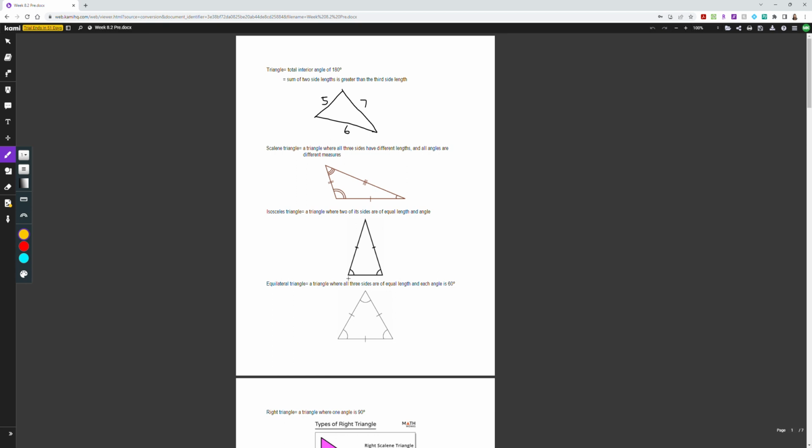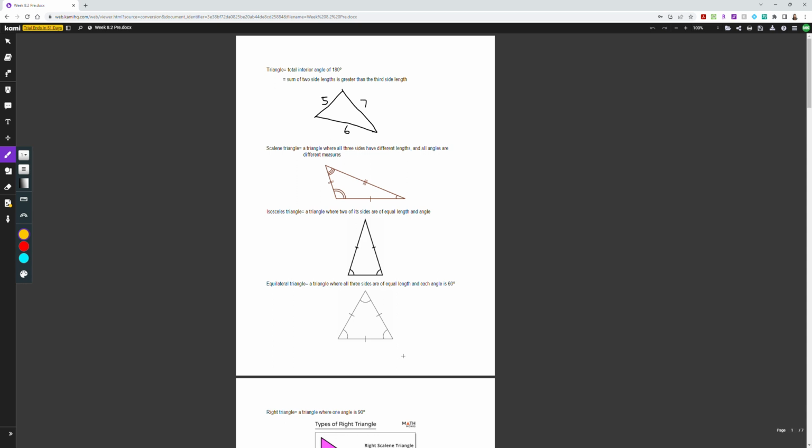Now, an equilateral triangle is a triangle where all three sides are of equal length and each angle is going to be 60 degrees. This is already predetermined. See how all three angles are marked by just one line, which means they're all equal and they're all definitely 60 degrees. Same with the sides, only 1 tick, which means all the sides are of equal length.